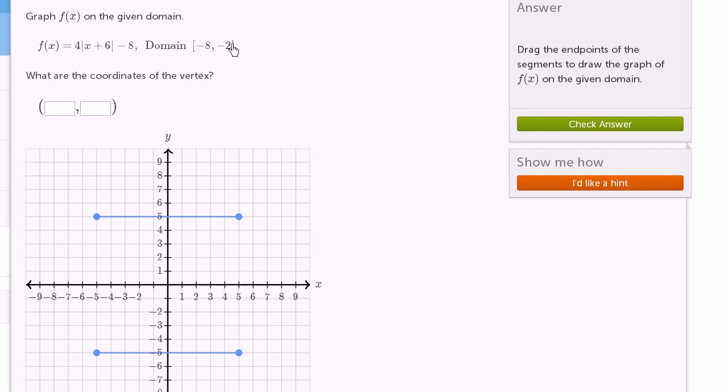And we're going to include negative 2. The bracket means we're going to include it. If we didn't want to include the endpoints, we would use parentheses. What are the coordinates of the vertex?